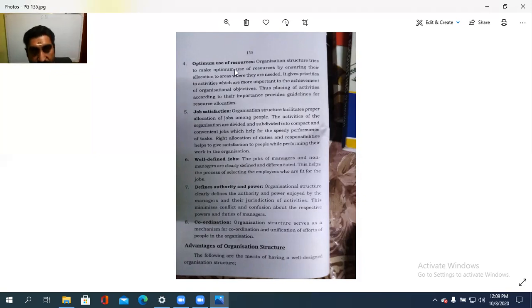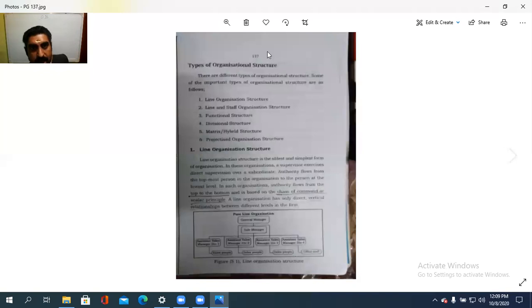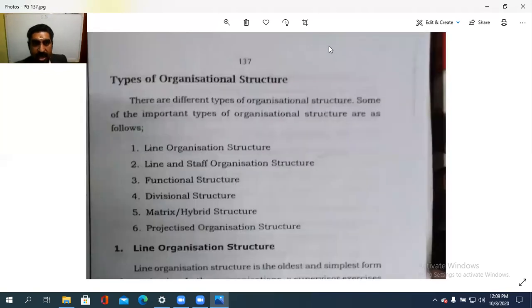Next, we saw the advantages and disadvantages with regard to the organizational structure. So today we are going to see the types of organizational structure. So what are the types? Maybe you studied this in management principles, isn't it? In principles of management you studied a little of line and staff structure like that, I think. So what are the different types of organizational structure?